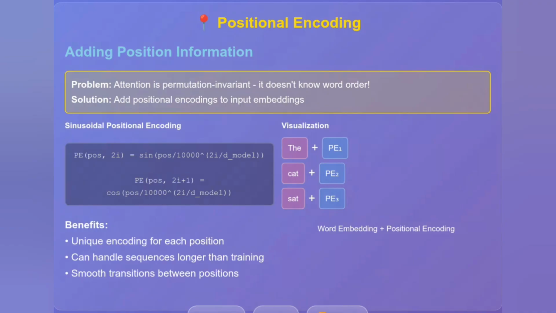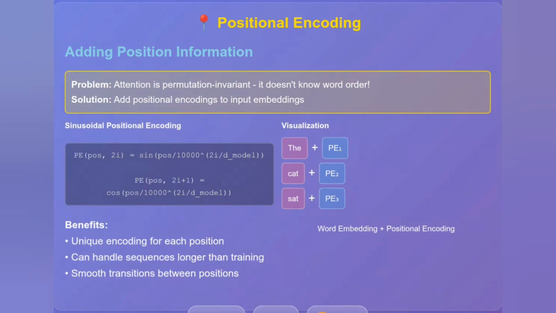The original transformer used sinusoidal positional encodings with this clever formula. Don't worry about memorizing it. The key insight is that it creates unique, smooth encodings for each position. Why sinusoidal functions? They have several beautiful properties. Each position gets a unique encoding. The encodings are smooth. Nearby positions have similar encodings. The model can potentially generalize to longer sequences than it saw during training. The patterns are regular enough for the model to learn relative positions.